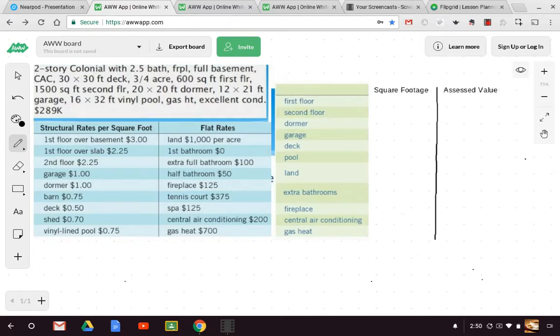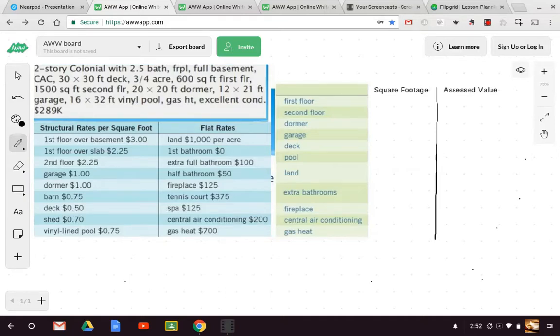So starting off reading my description, I have a 2-story colonial that has 2.5 baths, and it has a fireplace, FRPL. It has a full basement. CAC means it has central air conditioning. It has a 30 by 30 foot deck. It's on 3/4 of an acre, 600 square feet for the first floor, 1,500 square feet for the second floor, a 20 by 20 foot dormer, a 12 by 21 foot garage, a 16 by 32 foot vinyl pool, gas for their heat, excellent condition, and $289,000 is the price.